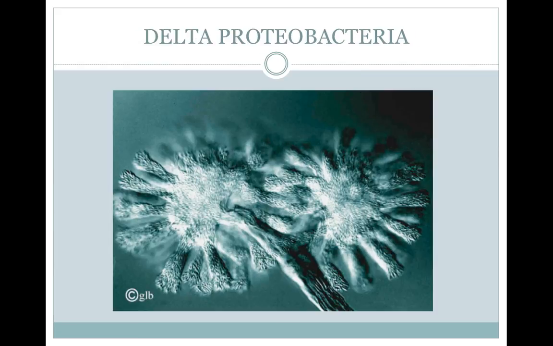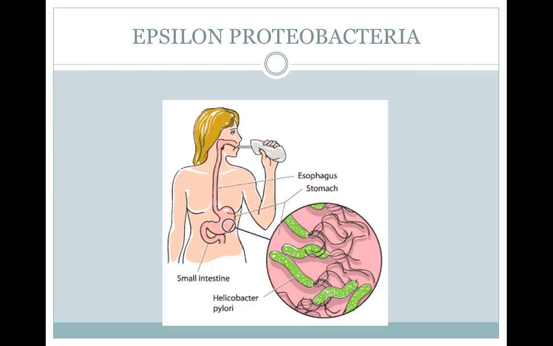Delta proteobacteria include some that form fruiting bodies from their colonies. Fruiting bodies rise up like little lollipops and release spores. Epsilon proteobacteria are mostly pathogens. Helicobacter pylori is the cause of ulcers. This is a really interesting story.